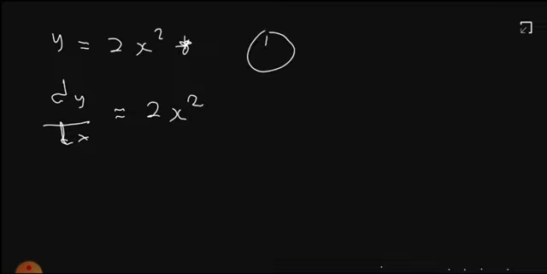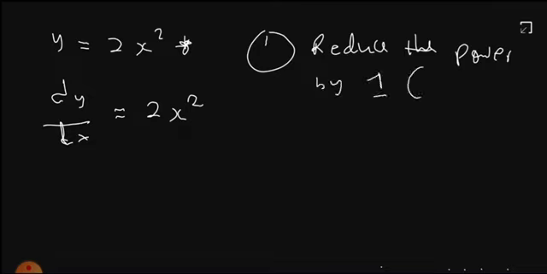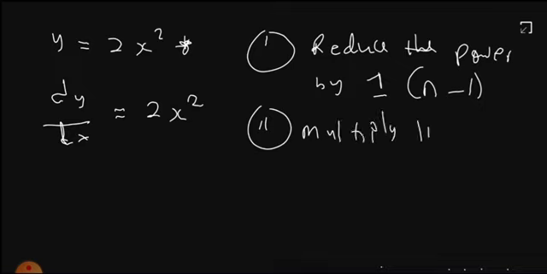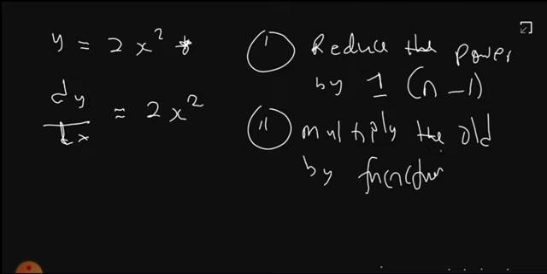Rule number one, you need to reduce the power by 1. That means in this case, n will reduce by 1. Then rule number 2, you need to multiply the old power by the function. So it will be n in ax plus b to the power n, if this is a function.